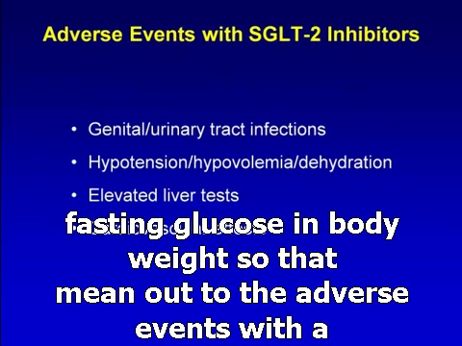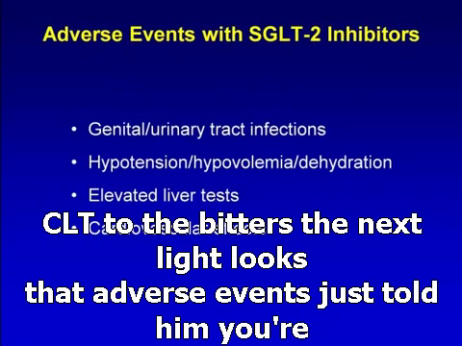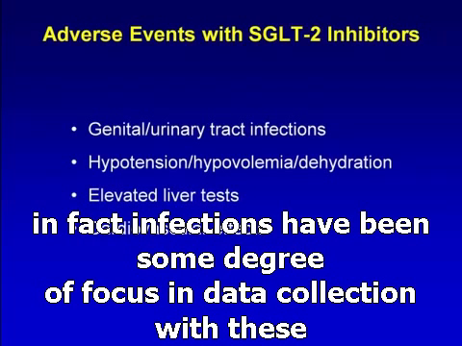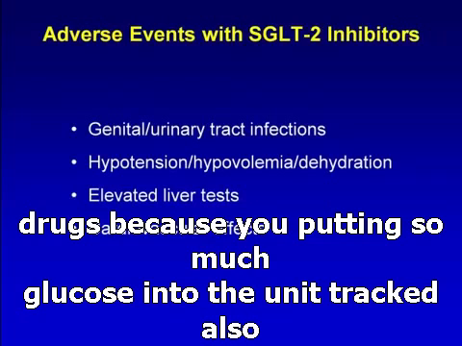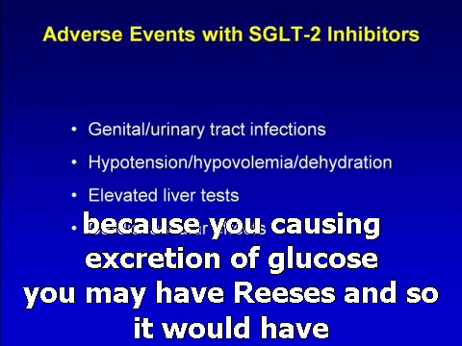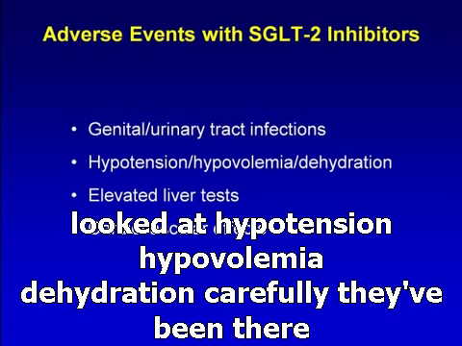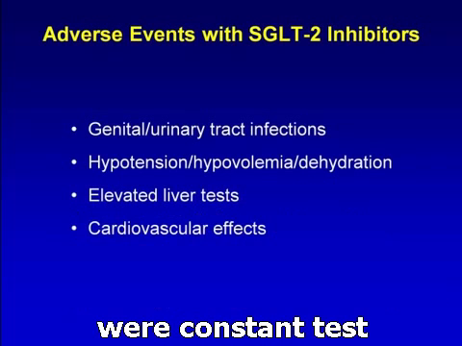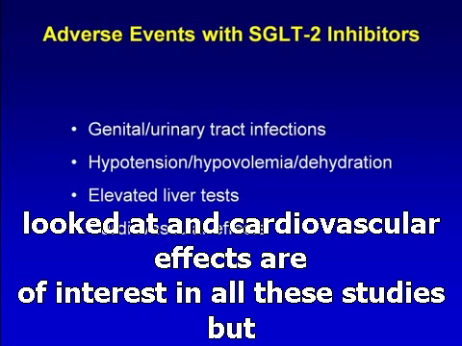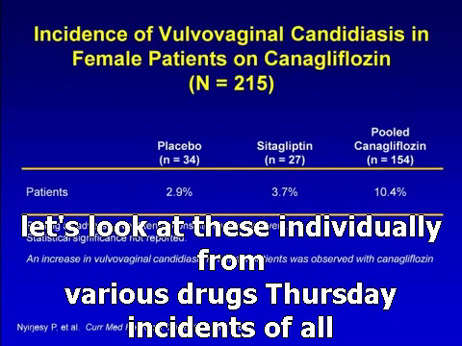So let me now turn to the adverse events with SGLT2 inhibitors. The next slide looks at adverse events. Genital and urinary tract infections have been some degree of focus in data collection with these trials because you're putting so much glucose into the urinary tract. Also, because you're causing excretion of glucose, you may have diuresis, and so people have looked at hypotension, hypovolemia, dehydration carefully. There have been liver function tests looked at, and cardiovascular effects are of interest in all diabetes studies. So let's look at these individually from various trials.